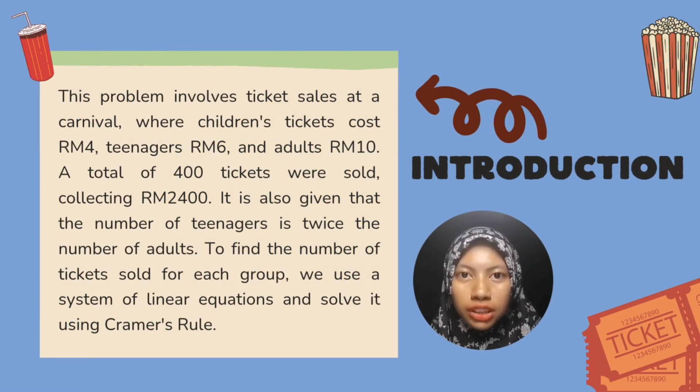For question 4, this is the introduction of the case study. This problem involves ticket sales at a carnival, where children's tickets cost 4 ringgit, teenagers' 6 ringgit, and adults' 10 ringgit. A total of 400 tickets were sold, collecting 2,400 ringgit. It is also given that the number of teenagers is twice the number of adults.